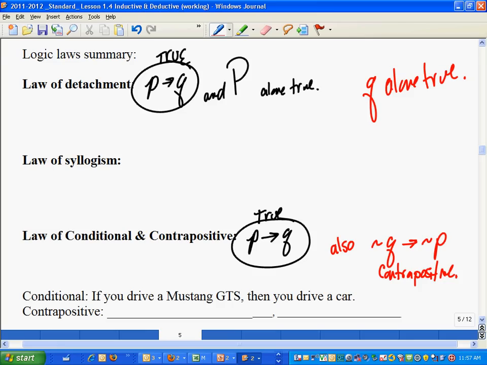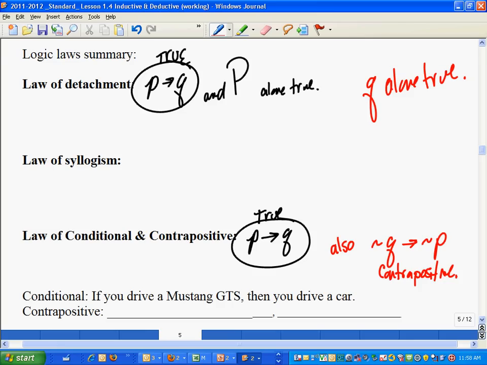Okay, so let's complete the statement. Say it with me. If I get a job, then I make money. If I make money, then I buy food. So, if I get a job, I buy food. That's called a syllogism. You might hear it like this.